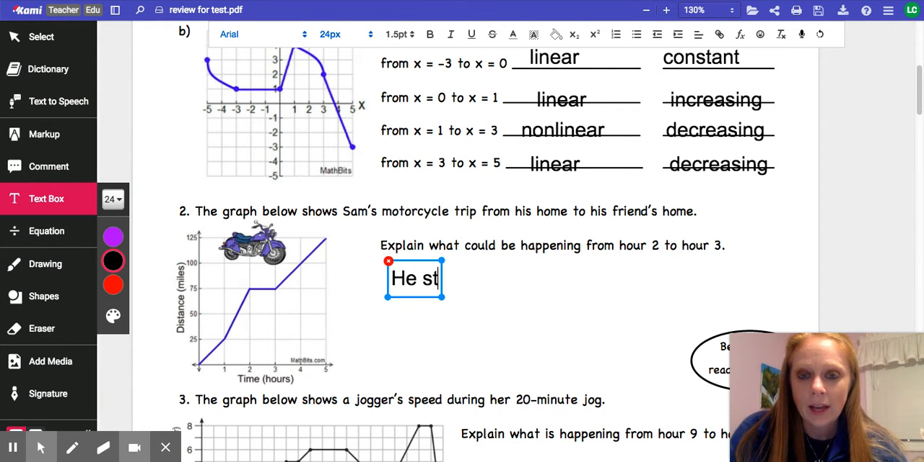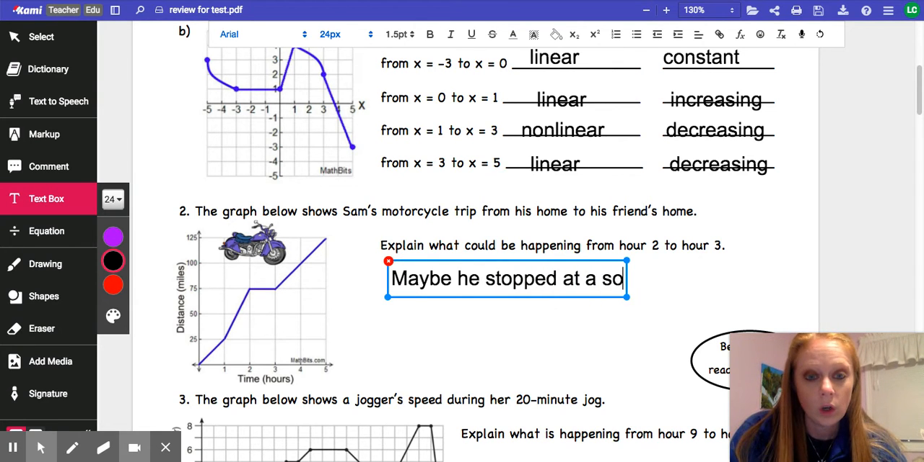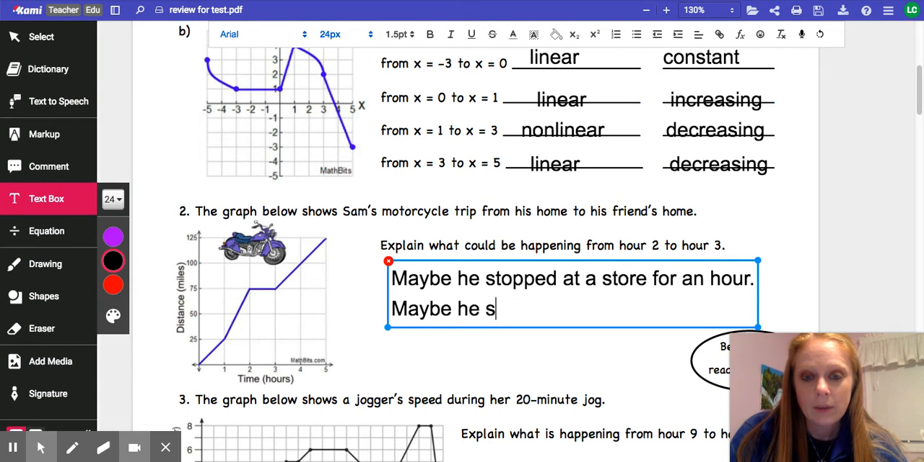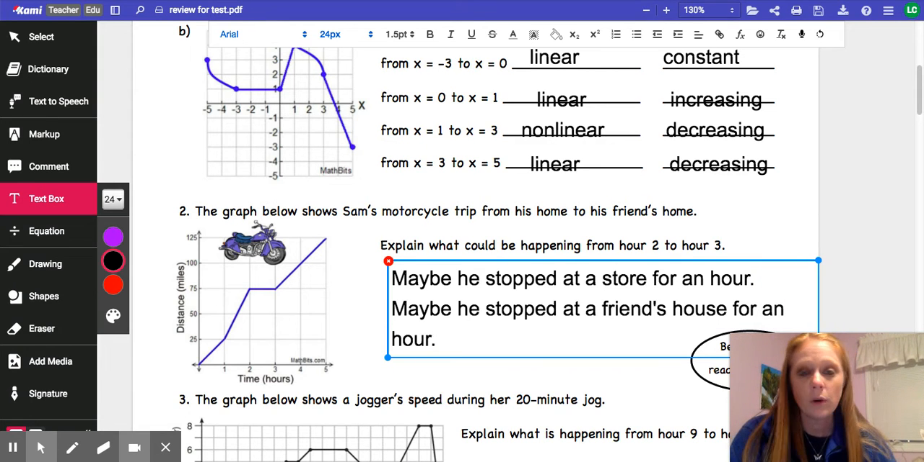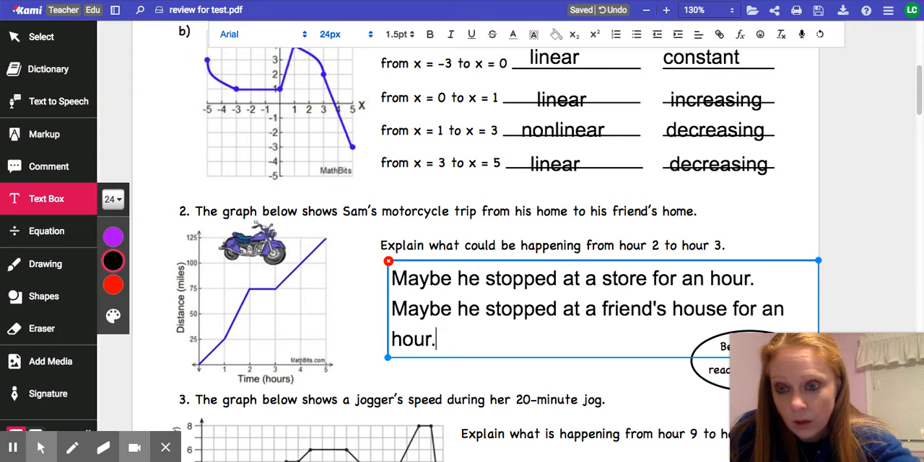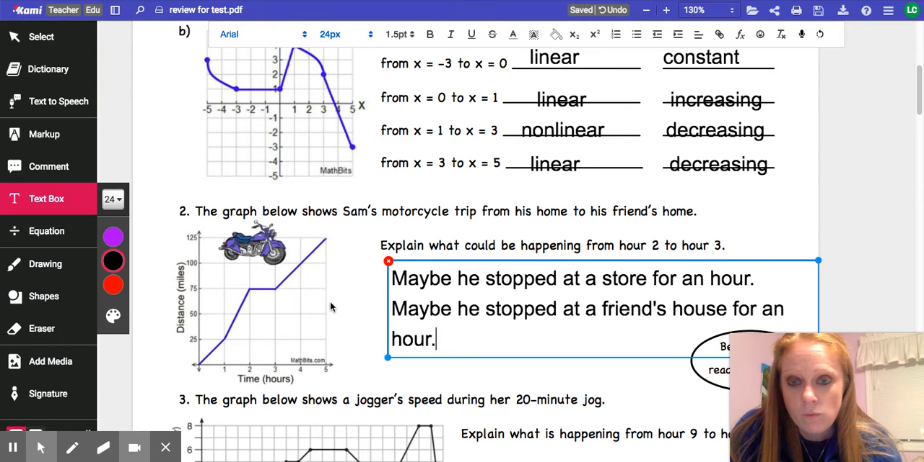So you could say maybe he stopped at a store for an hour. Maybe he stopped at a friend's house for an hour. He stopped somewhere for an hour, and then he kept traveling onward another like 50 miles.